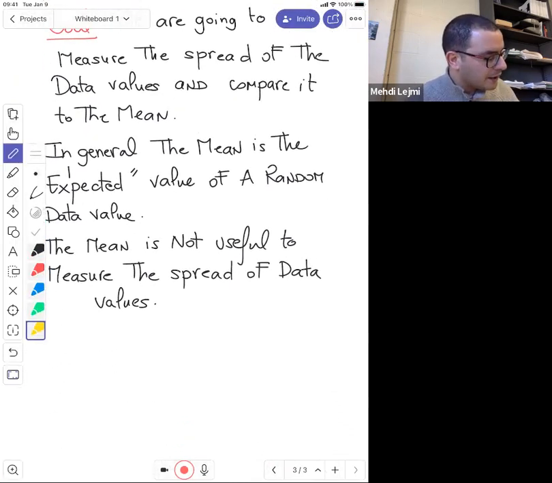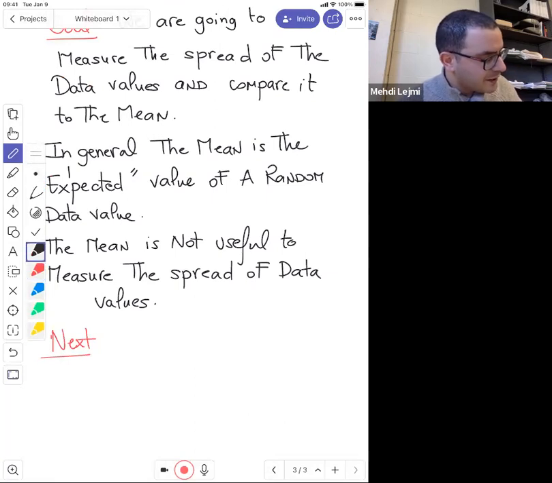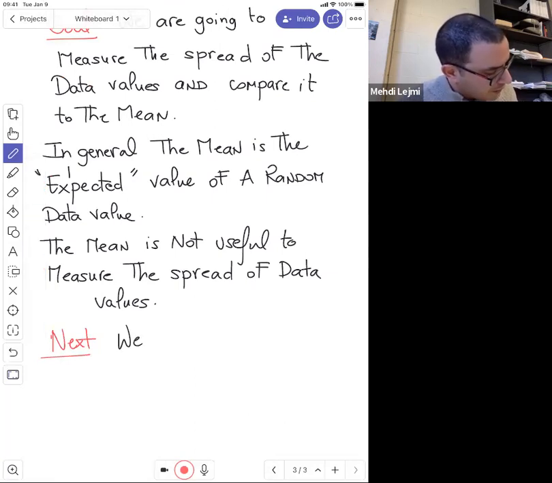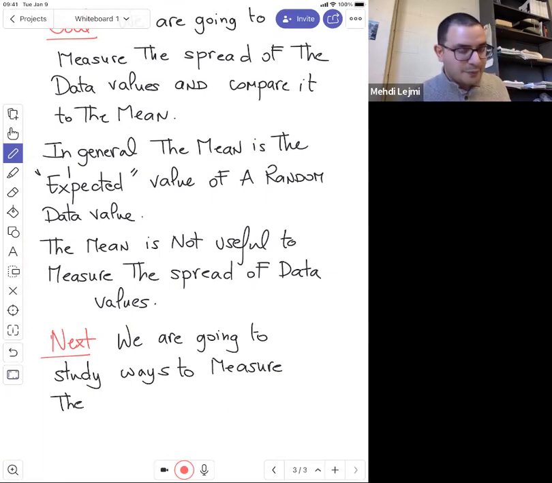So the goal now, or probably tomorrow, is that we are going to study different ways to measure the spread of the data, because it turns out the mean is not really good to measure the spread of the data values.